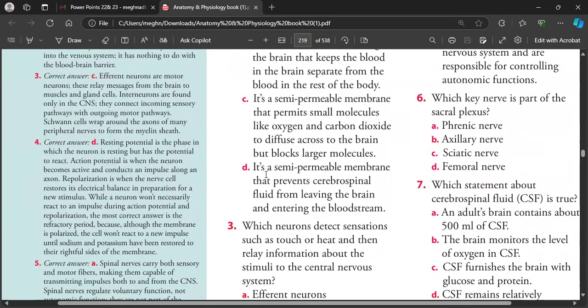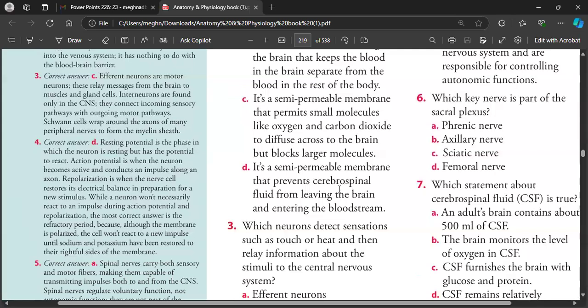What does D say? It is not true, because it allows the CSF to go from the brain to the spinal cord. There are some basic pathways the CSF can flow through, but that is not the blood-brain barrier. There is no connection between CSF and the semi-permeable membrane, because CSF always moves in its particular pathway we call the ventricles.